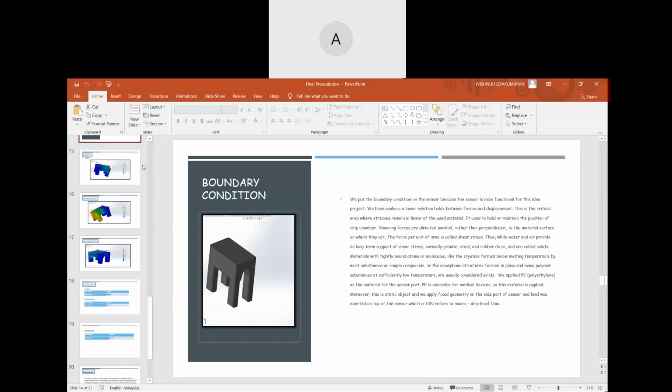Shearing forces are directed parallel rather than perpendicular to the material surface on which they act. The force per unit of area is called shear stress. Thus, while water provides no long-term support of shear stress, normally granite, steel, and rubber do so and are called solids. Materials with tightly bound atoms or molecules, like the crystal form below melting point by most substances or simple compounds, or the amorphous structure formed in glass and many polymer substances at sufficiently low temperature, are usually considered solid.